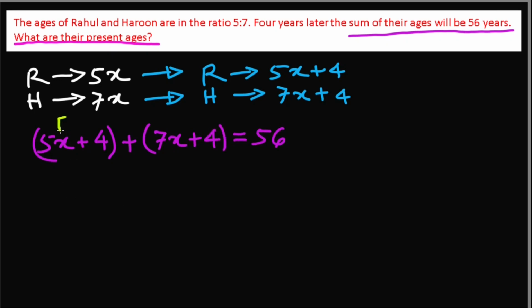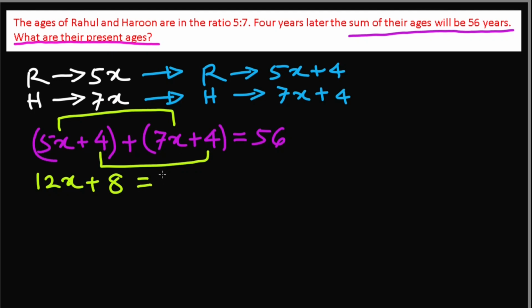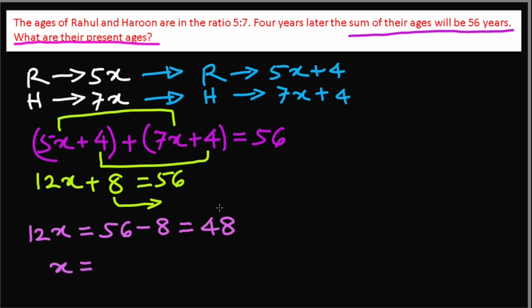That will be 5x plus 7x, 12x plus 4 plus 4, that is 8, equals 56. We will send this 8 to the right hand side. So it will be 12x equals 56 minus 8. That will be 48. We have to divide this 48 by this 12. So it will be 48 by 12. 12 fours are 48. So the value of x is 4, which is the common multiple of 5x and 7x.